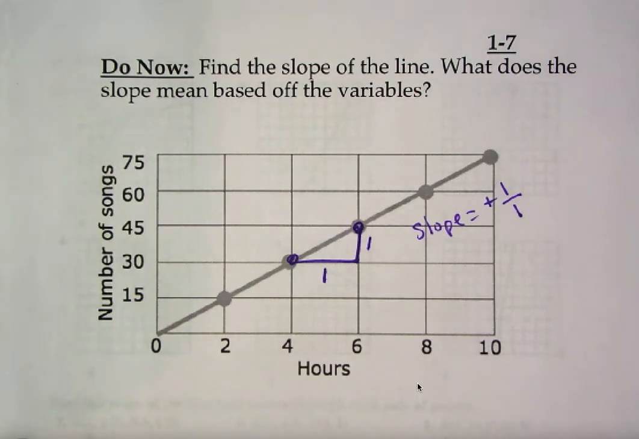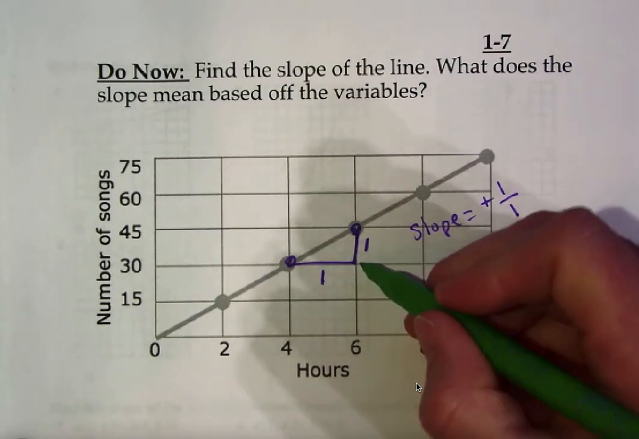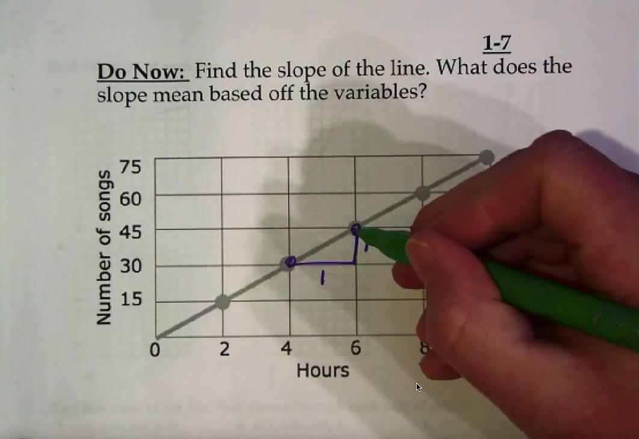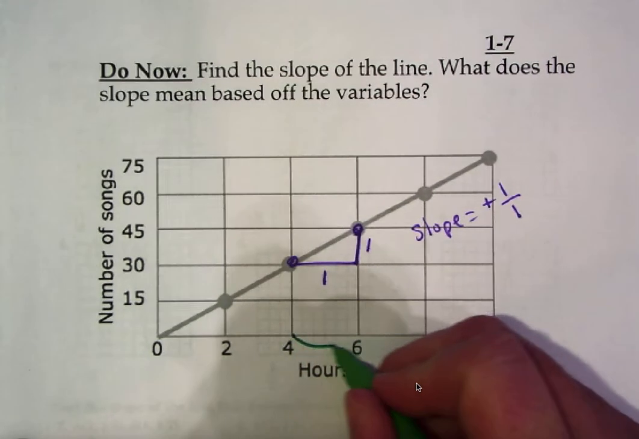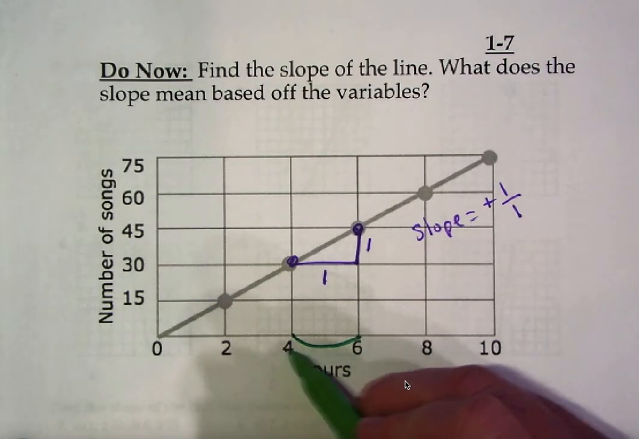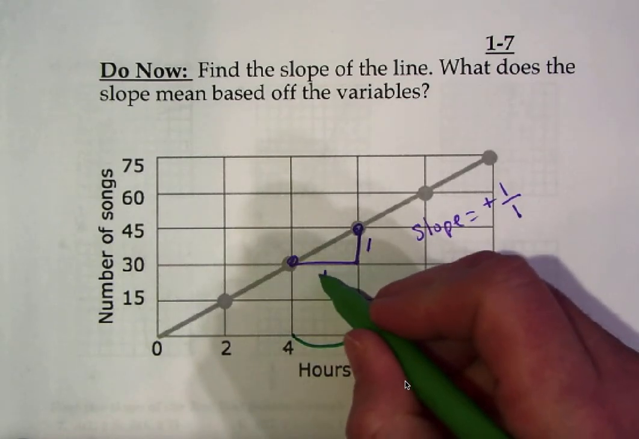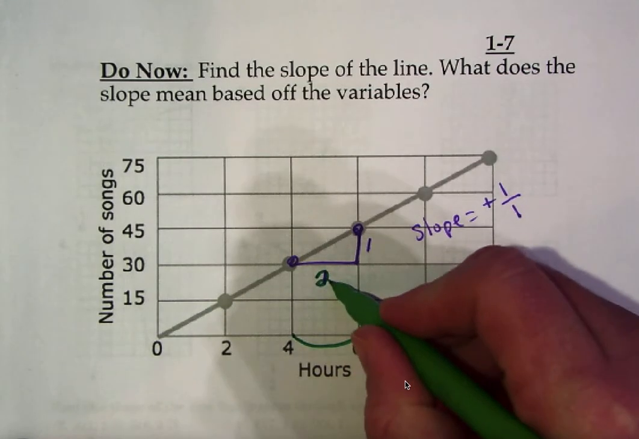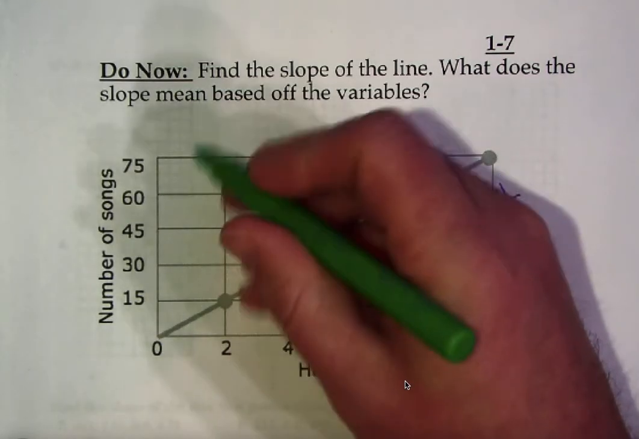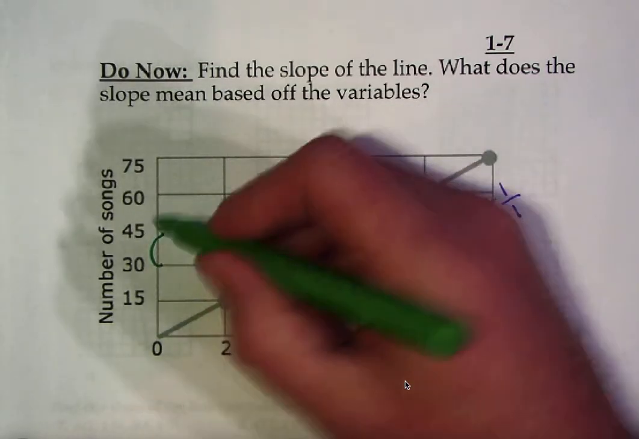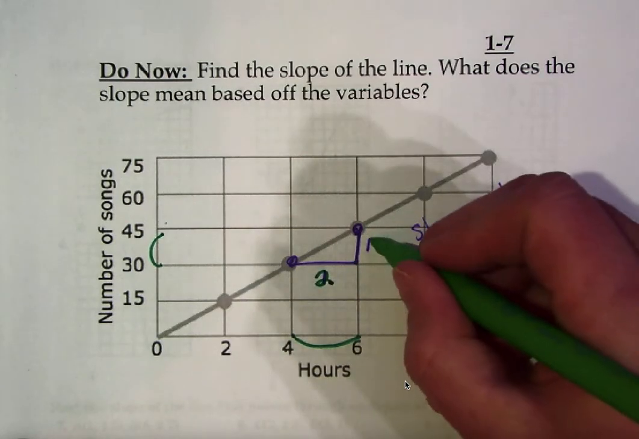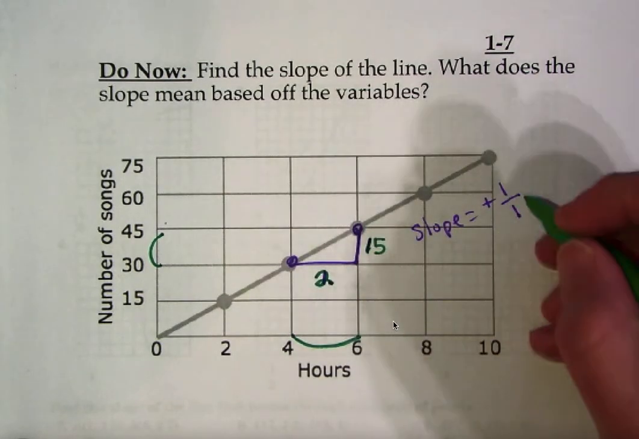And that's what a lot of students do say. But what they forgot to focus on is, yes, it went over 1 square, and yes, it went up 1 square, but to look at what the intervals are on our x and y axis. You can see that it went from 4 to 6. So that's not a change of 1, that's a change of 2. And our number of songs, our y-axis, is actually going up by 15 each square. So one move here is actually a move of 15.